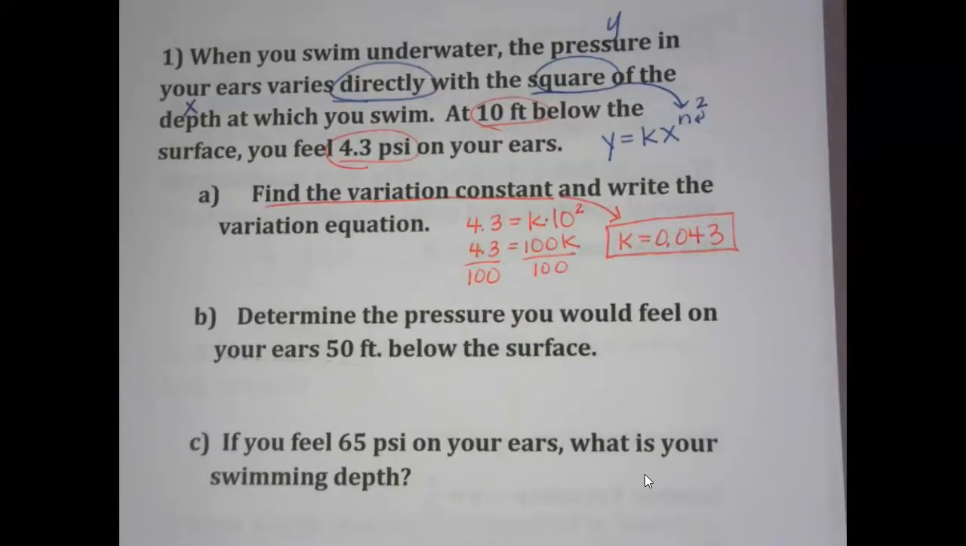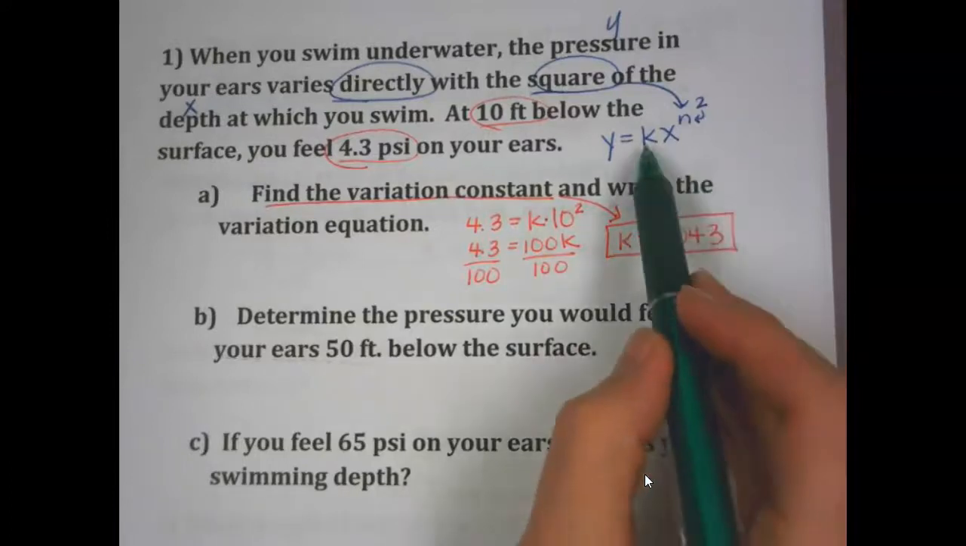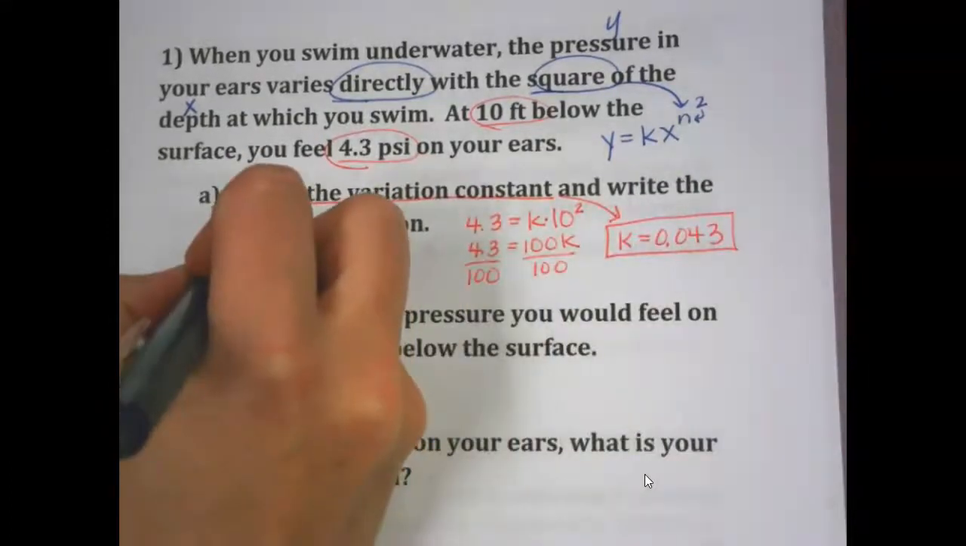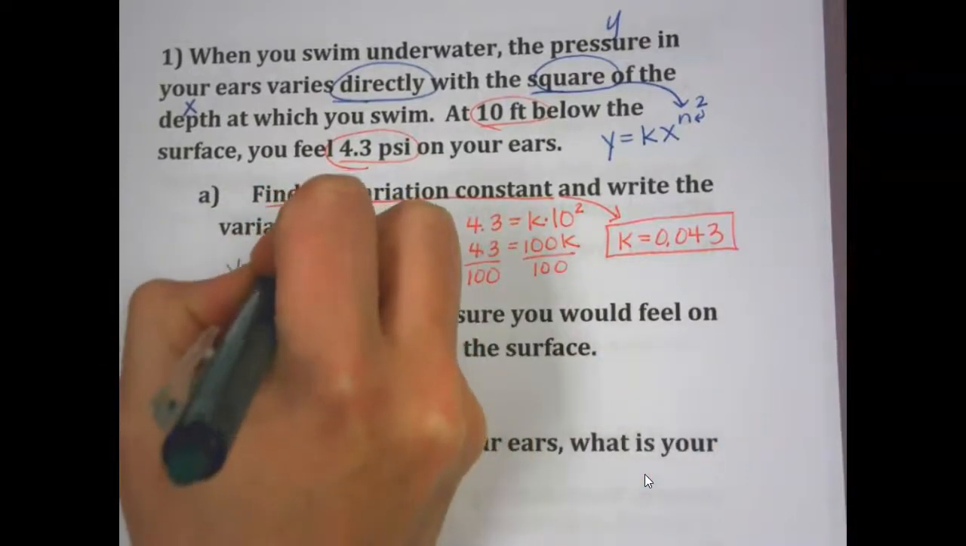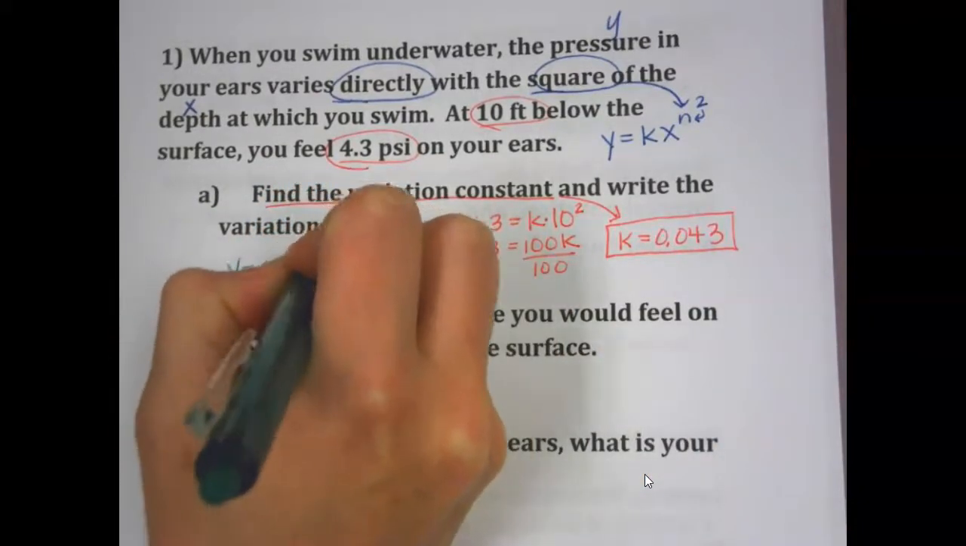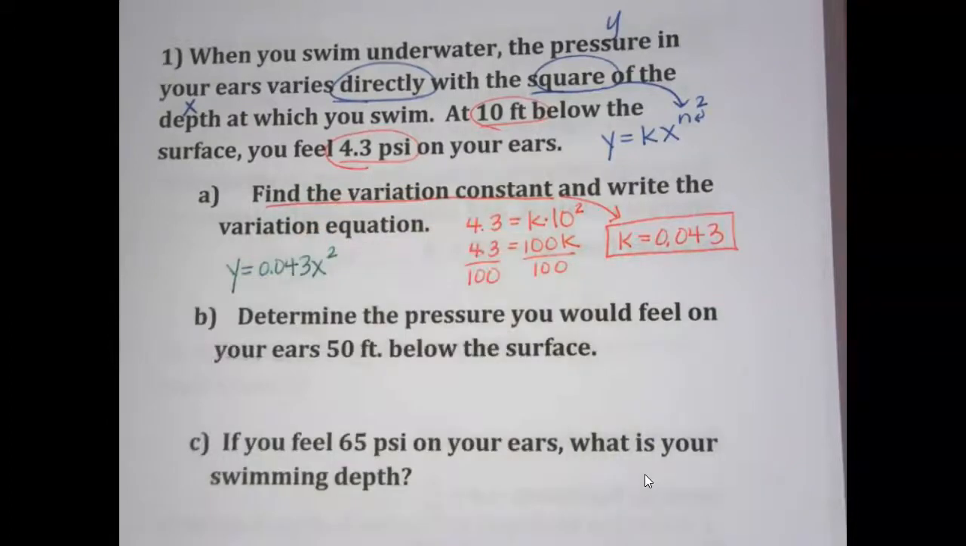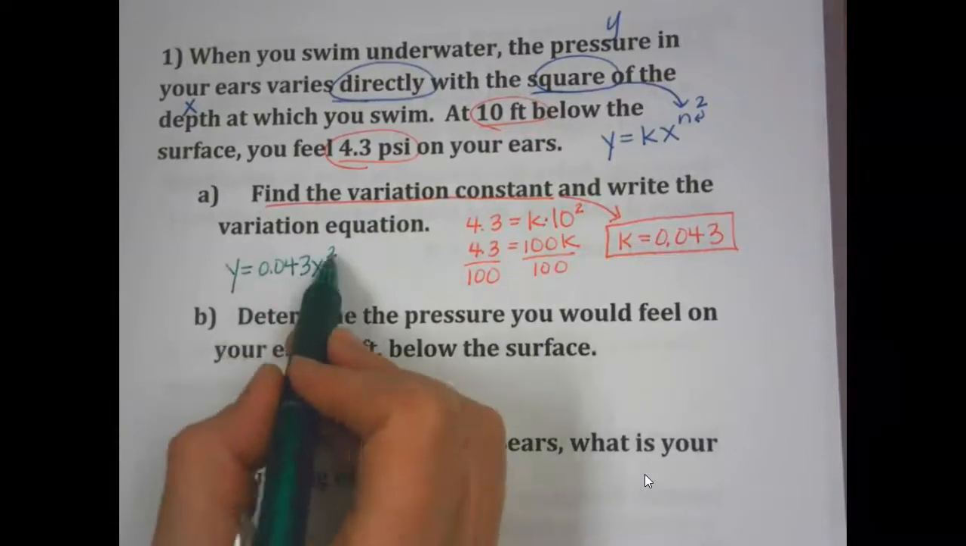So the variation equation is when we take the constant and put it back in. You don't put a value in for y. So we have 0.043 in for k, but you do put the squared part in. So x and y stay as x and y. We put our k and we put our exponent.